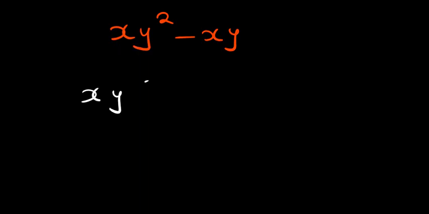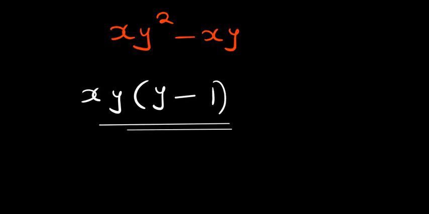Okay, let's solve another one. Let's say this time around I've got xy to the power 2 minus xy. So how do I factorize such a one? xy is common on both sides, so I'm going to remove the xy outside. Here I'm going to remain with 1y value, minus, on the other side I'm not even going to remain with anything, just the 1 like that. So basically this is how we solve such an expression.